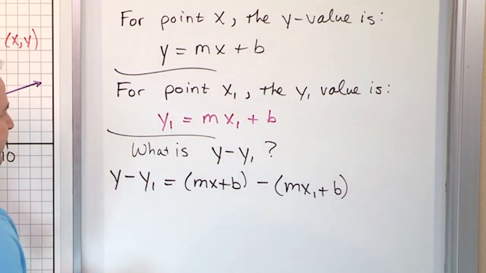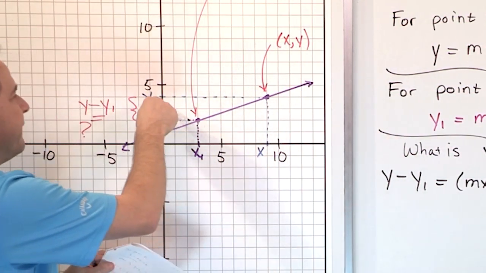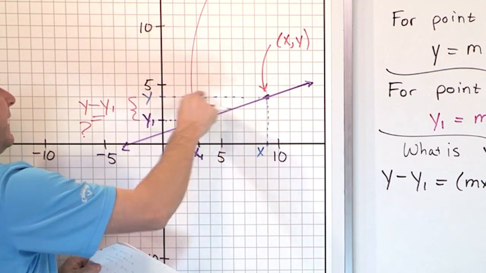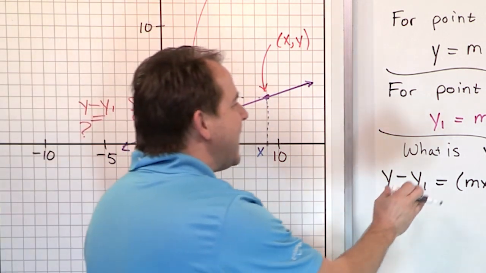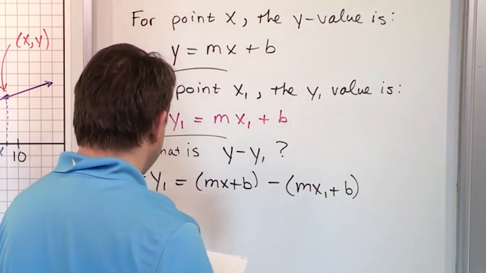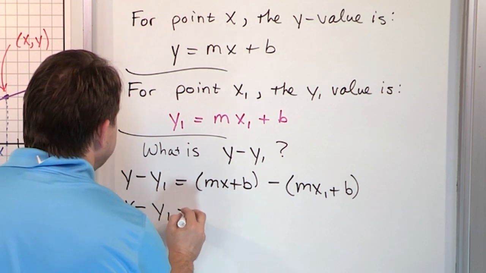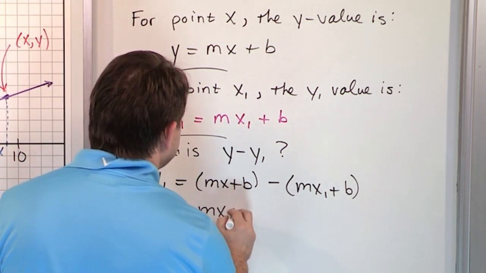This is exactly what I've written down here. So literally all I'm doing is finding the vertical distance between this point and this point by subtracting the y values, but I know what they're equal to, so I subtract their equivalents. So what do I get? y minus y1 equals, here's mx plus b.